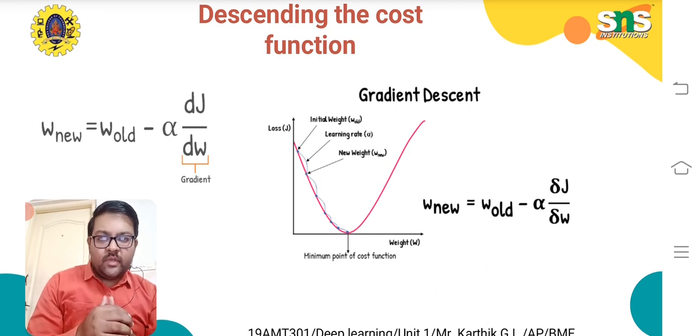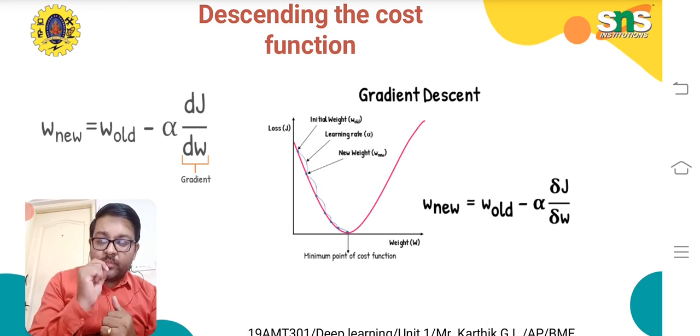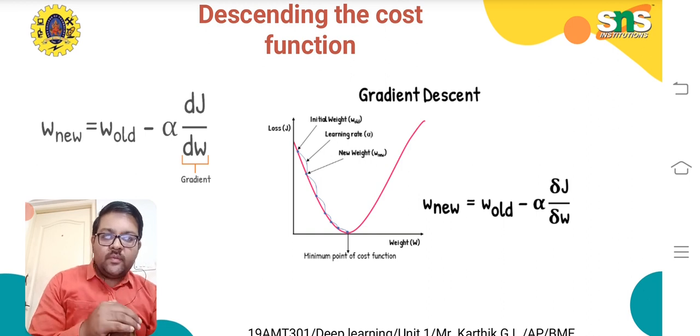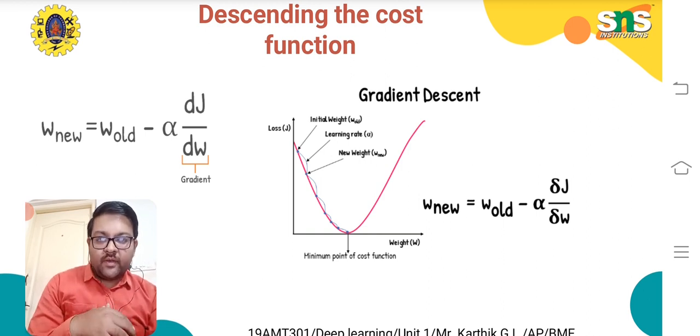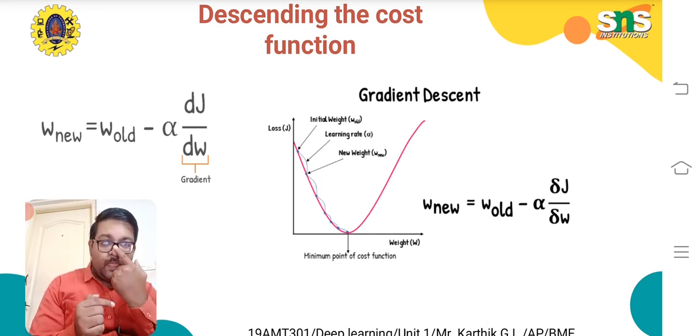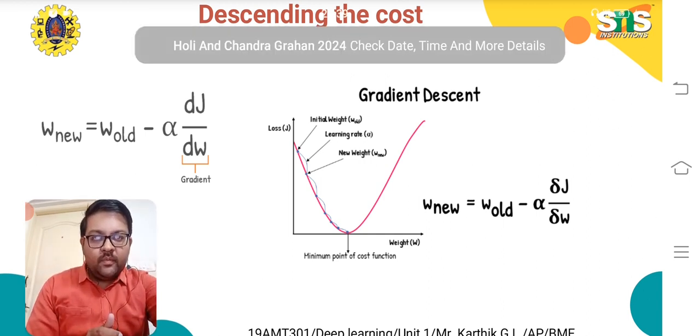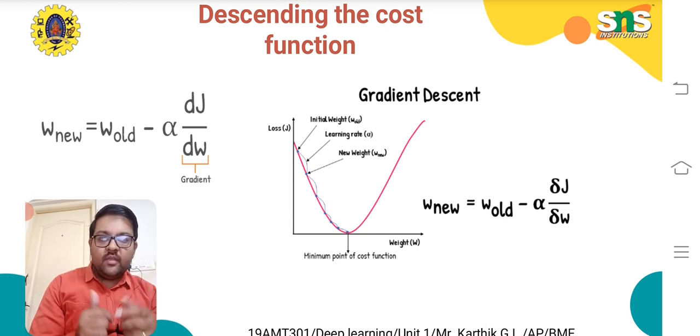Descending the cost function means how to reduce the cost function, or how to reach that minimum point where the cost function is less. For that, the adjustment of weight is required. You can see in the equation, W new is equal to W old minus alpha dJ by dW. dJ by dW is the gradient, the rate of change of the weight. You could have seen this formula in the perceptron, right, for updating the weights.